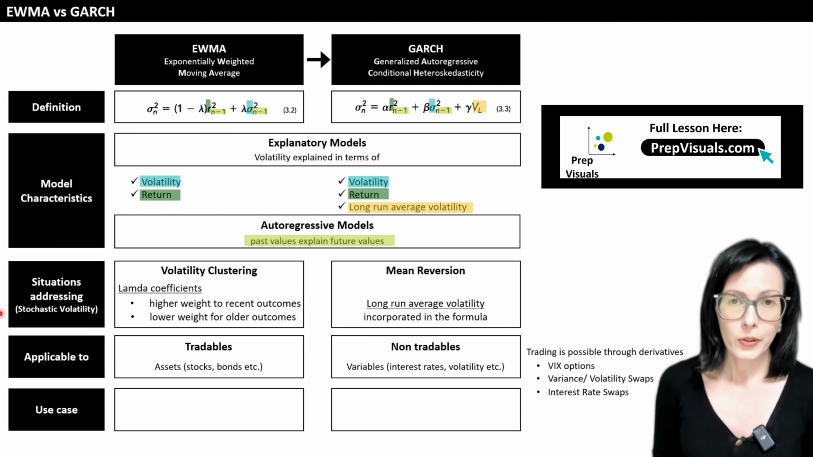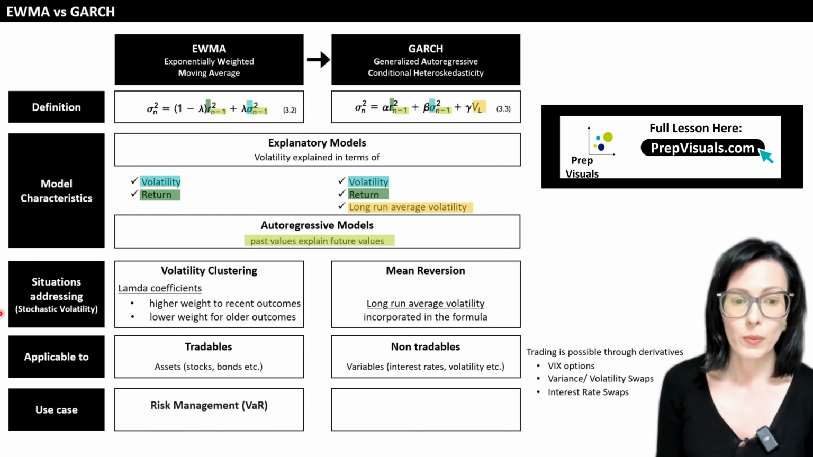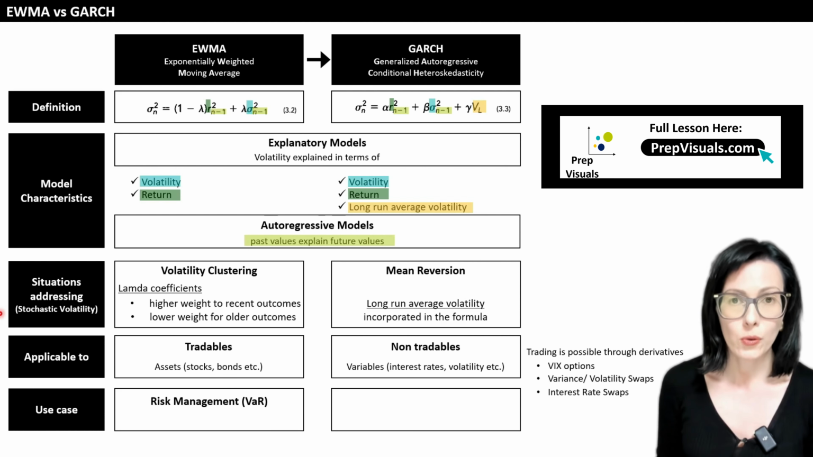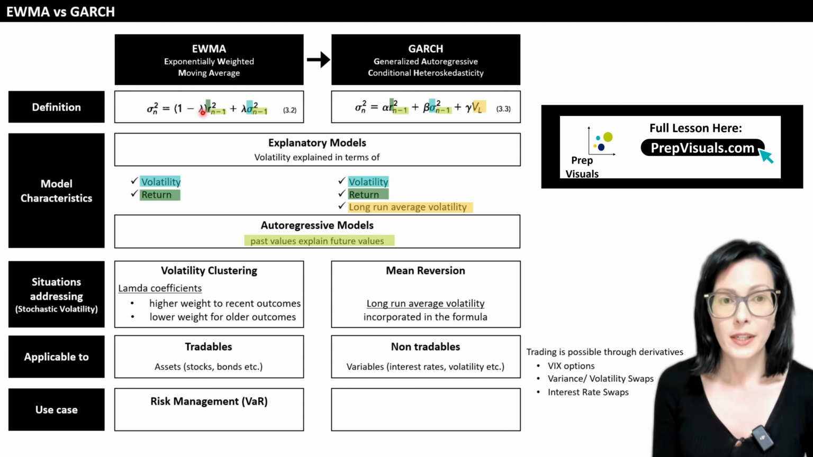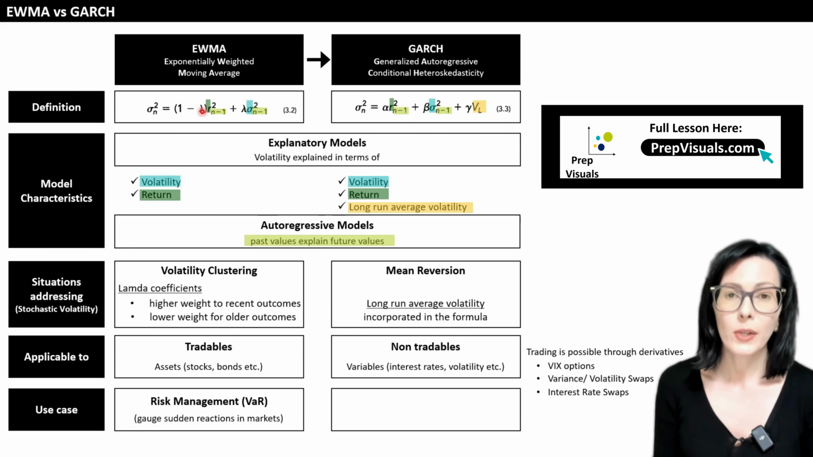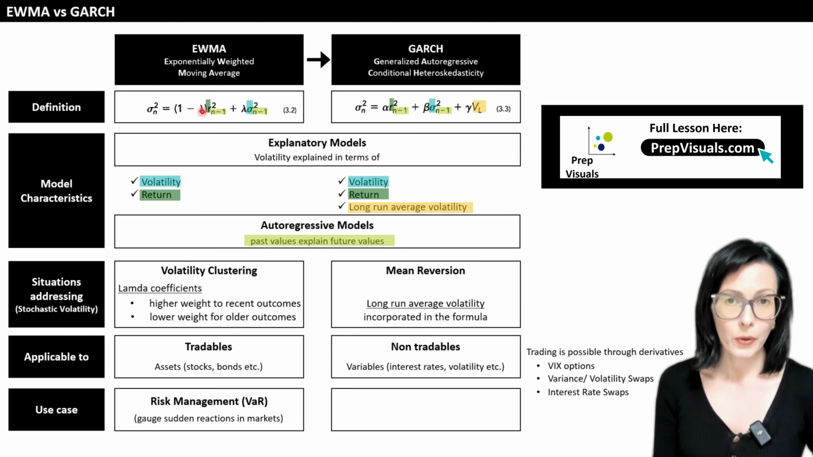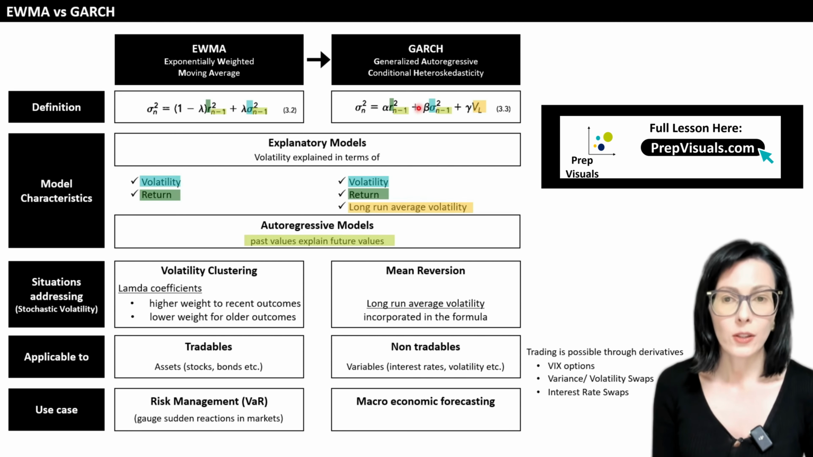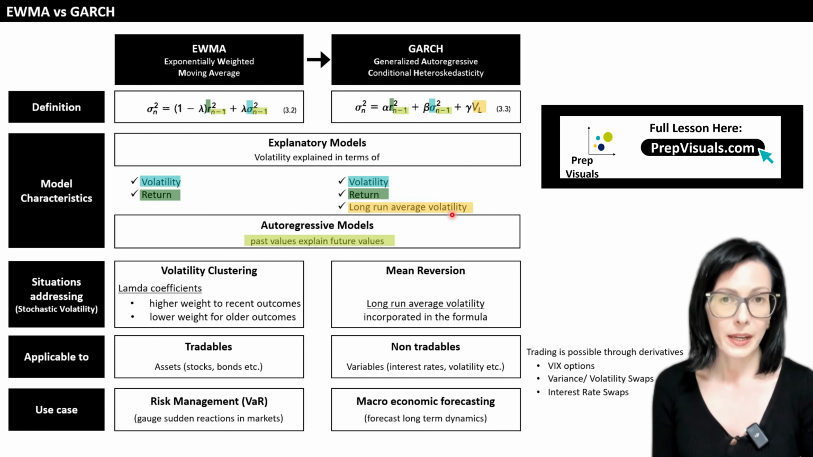And this is also more or less a generalization, but when it comes to the EWMA model, the primary use case is obviously in risk management, such as calculating VaR or expected shortfall. And this is because, as per my previous lesson, the lambda coefficients over here assist us in gauging sudden reactions in the market. And when it comes to the GARCH model, the primary use case is macroeconomic forecasting, and this is because, as you can see in the formula over here, there is this long-run average volatility component, which is basically helping us to forecast long-term dynamics.